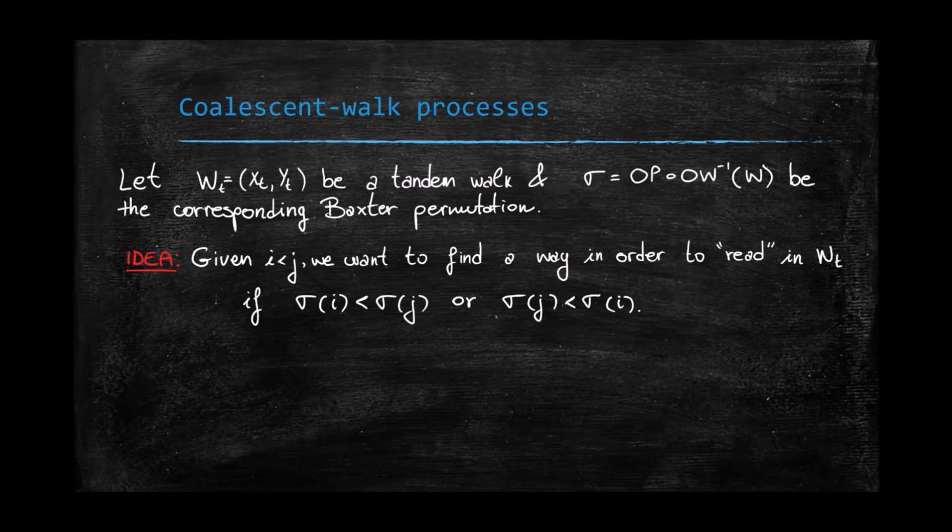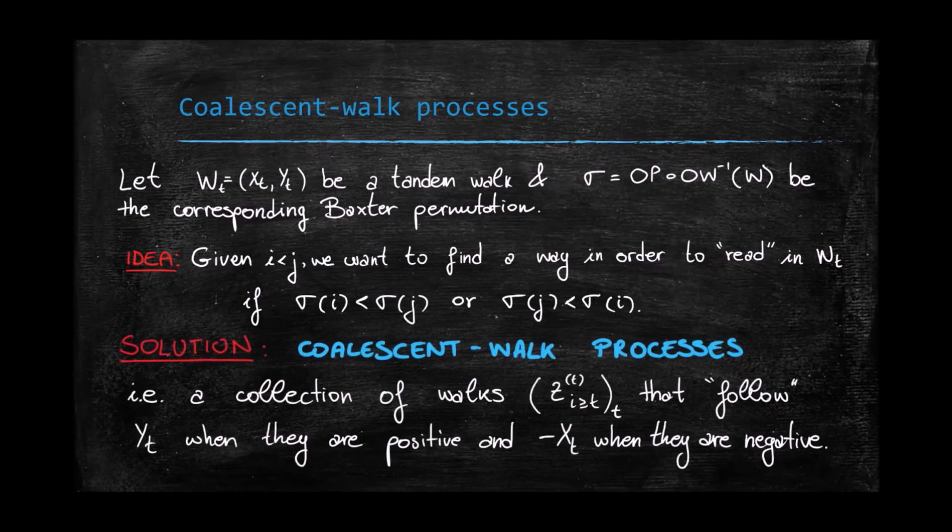Given i smaller than j, we want to find a way to read on WT if sigma i is smaller than sigma j, or sigma j is smaller than sigma i. The solution that we found is to construct the following family of discrete objects called Coalescent-Walk processes. These are a collection of walks that follow the YT projection of W when they are positive, and the minus XT projection when they are negative. I will explain that more precisely in the next slide.